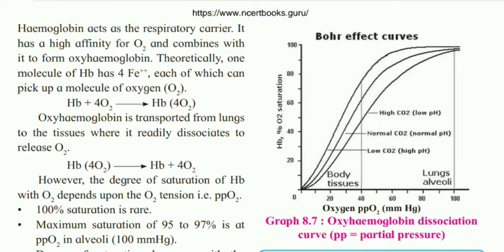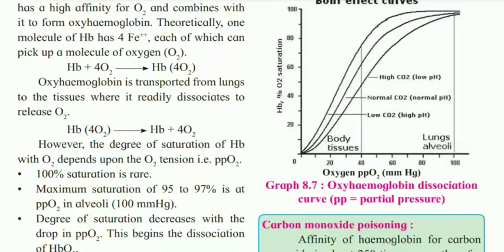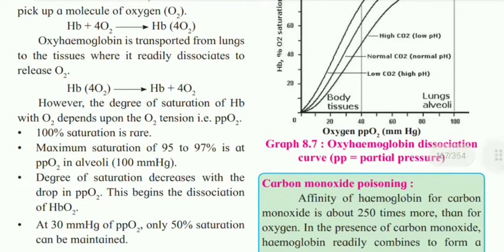Oxyhemoglobin is transported from the lungs to the tissue, where it readily dissociates to release O2. Hb(O2)4 is dissociated into Hb plus 4O2. However, the degree of saturation of hemoglobin with oxygen depends upon the oxygen tension, that is PO2. 100% saturation is rare. Maximum saturation of 95 to 97% is at PO2 in alveoli, 100 mmHg. Degree of saturation decreases with the drop in PO2.